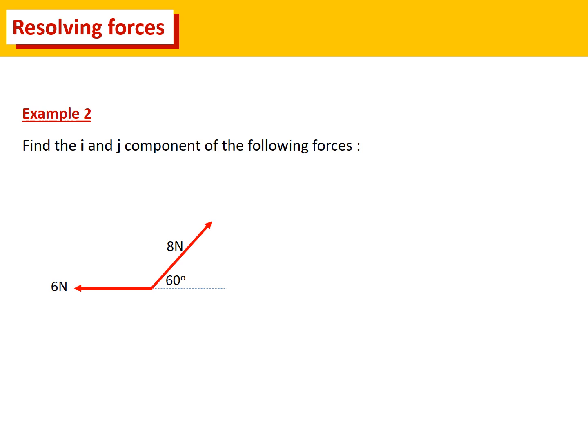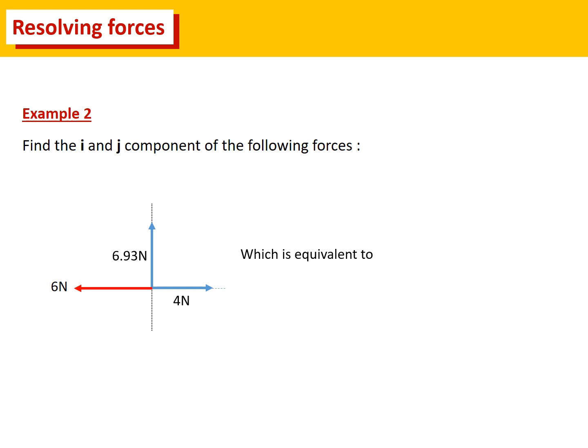Here we have two forces. We're going to resolve the 8 Newton force first and then find the resultant of the two forces. So for the 8 Newton force in the i and j direction, as you can see from the diagram, in the i direction it's 8 cos 60, which is 4 newtons, and in the j direction it's 8 sin 60, which is 6.93 newtons.